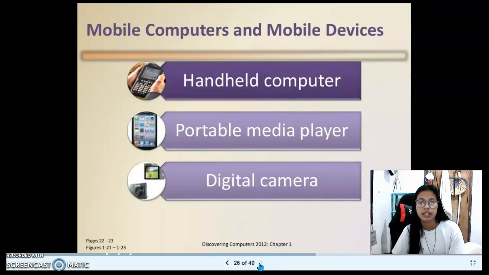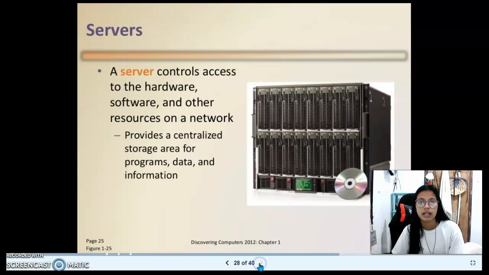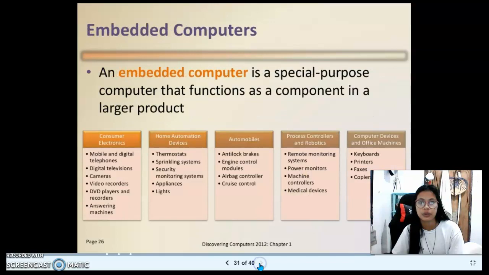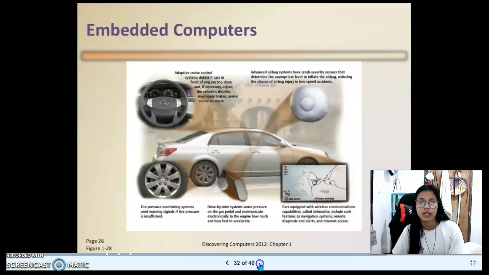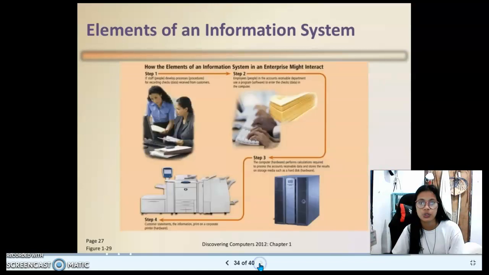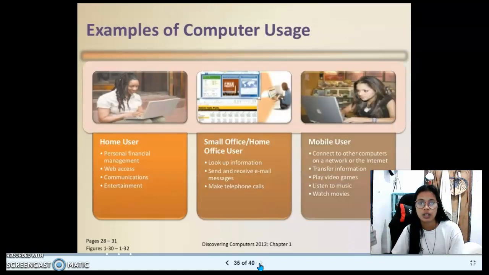Next, the supercomputers, the embedded computers. Elements of an information system: the hardware, the software, the data, people, and procedures. These are examples of computer usage: home users, small office or home office users, and mobile users.